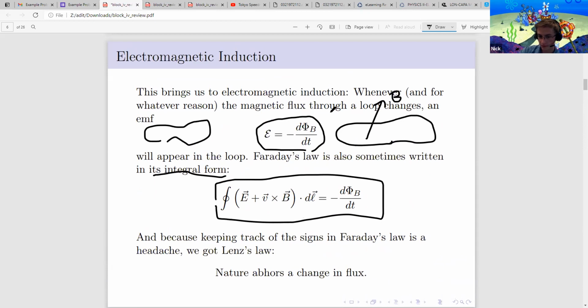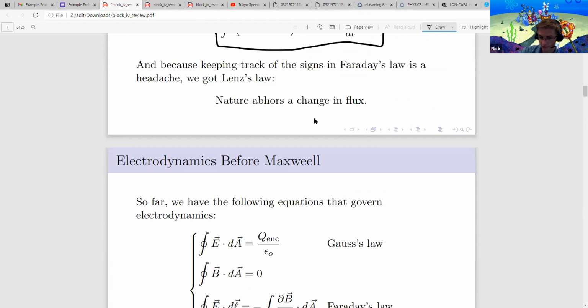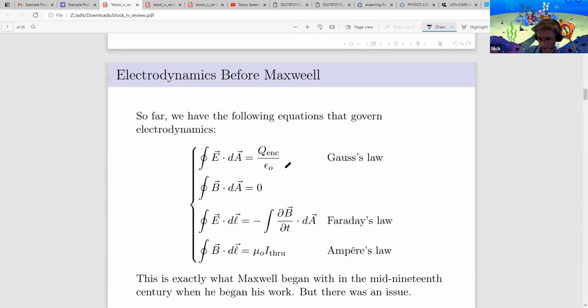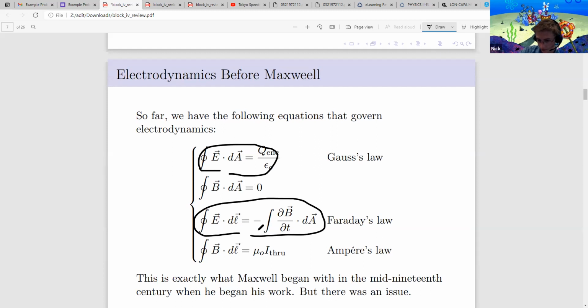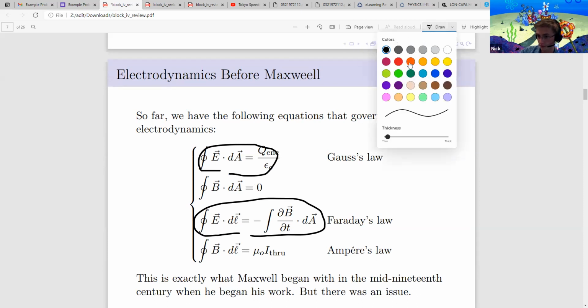Cool. So this pretty much brings us to the end of block 3, because what we have so far are 4 Maxwell equations. You have Gauss's law for magnetism, Faraday's law, which is now fully complete, and Ampere's law. And this is what Maxwell was looking at when he did his work in the middle of the 1800s. But there was an issue with the 4th equation. There was an issue with Ampere's law.